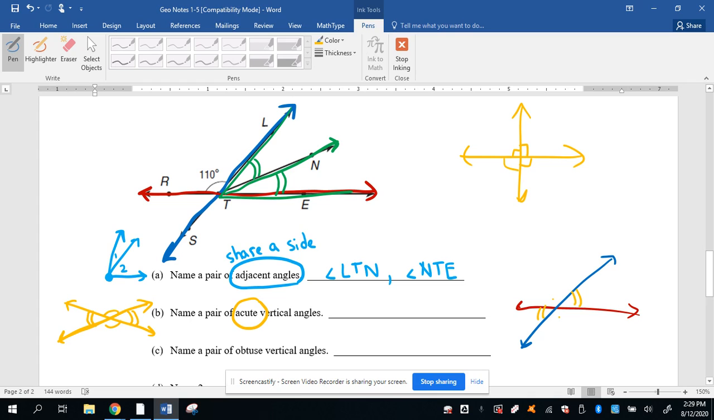Okay, name the pair of acute vertical angles. That would be this angle and this angle. So angle LTE, or angle ETL, and angle RTS, or angle STR, but the T's have to be in the middle, meaning those are the vertices. Okay, name a pair of obtuse vertical angles. That was the other pair. So we have angle RTL, or LTR, and angle ETS, or angle STE.